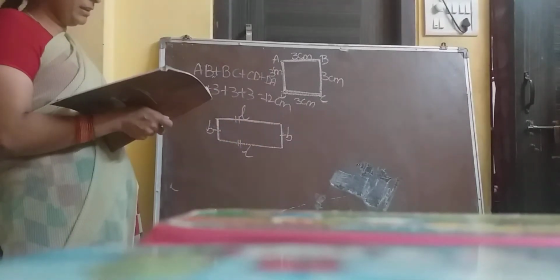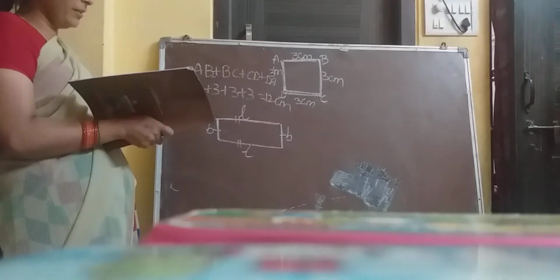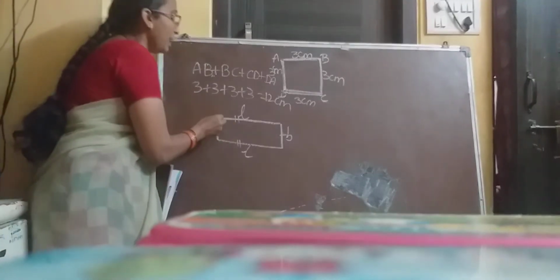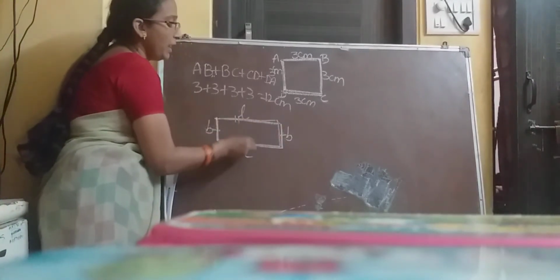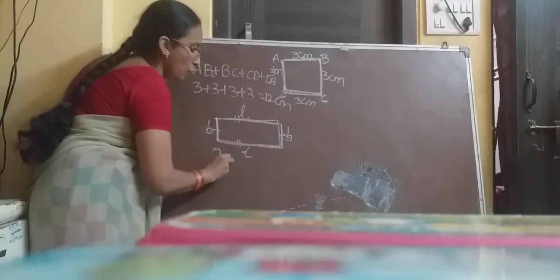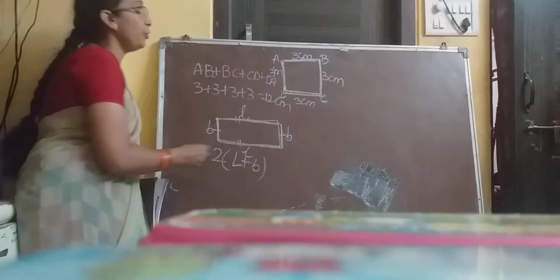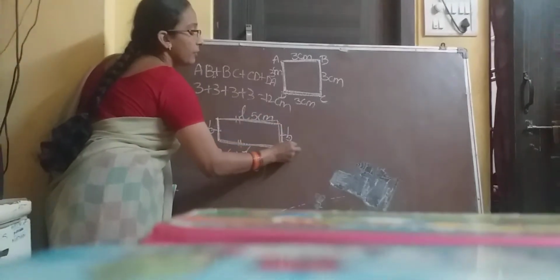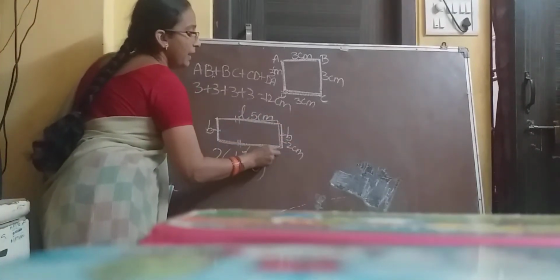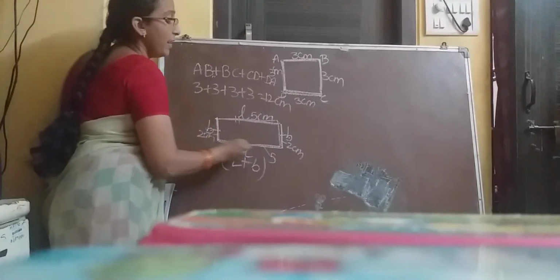Okay, what is the formula for rectangle I gave you? 2 into L plus B. See, what is the perimeter? L, B, L, B. Two Ls and two Bs. That is nothing but 2 common, L plus B. See the answer that comes: this is 5 centimeters, this is 2 centimeters.